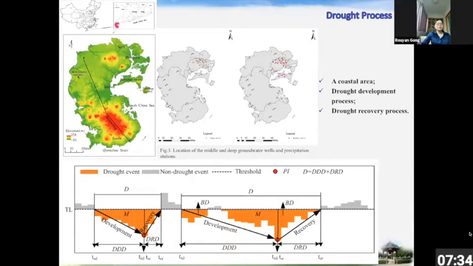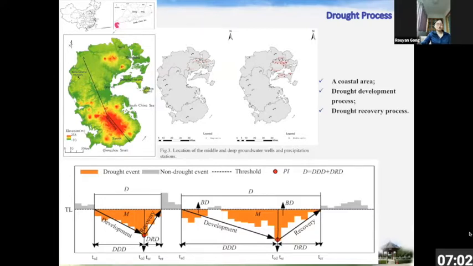Understanding the propagation from meteorological to groundwater drought is important for the early warning of groundwater drought. This presentation investigates drought propagation in a study area, Laizhou Peninsula, China, focusing on the propagation process from meteorological to groundwater drought. Drought events include development and recovery processes.